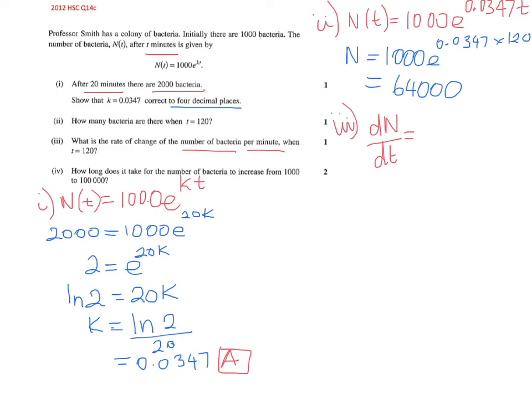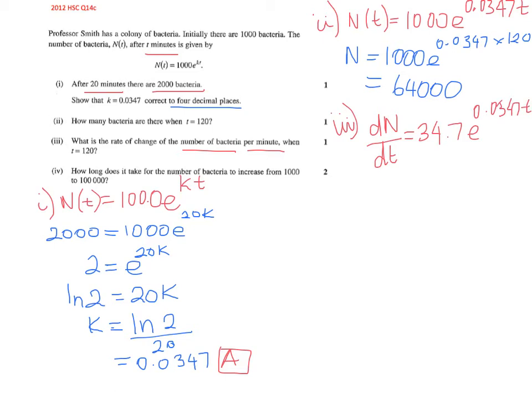So when you differentiate an exponential function, it's the derivative of the exponent, which is 0.0347, times that whole thing. So it's 1,000 times 0.0347. So 0.0347 times 1,000 is going to move the decimal point 3 places to the right. So that becomes 34.7 e to the power of 0.0347t. So there's our first derivative.